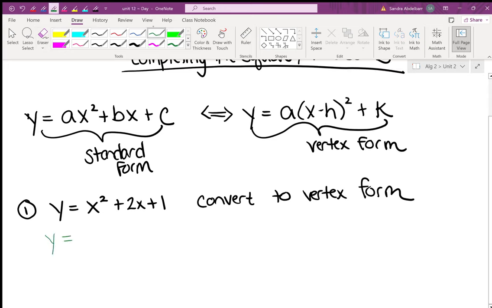So we have y is equal. Then what I'm going to do is I'm going to group my x terms together. So we're going to have x squared plus 2x. I'm going to leave a little bit of room and close my parenthesis. And then I'm going to do that plus 1. I'm going to leave the constant on the outside of the parenthesis.